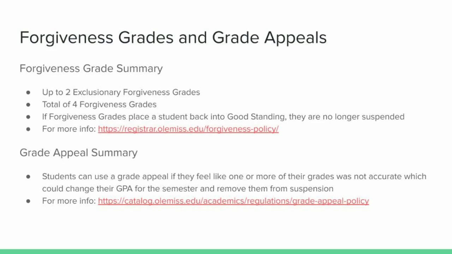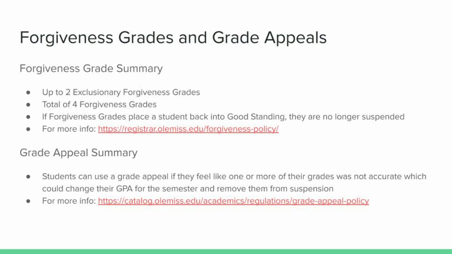The first option we will discuss is using forgiveness grades and grade appeals in order to raise your GPA. We'll start with forgiveness grades. During a student's time at Ole Miss, they will have access to 4 forgiveness grades. Up to 2 of these can be exclusionary, meaning that you can use them before you have retaken a class, in contrast to the regular forgiveness grades, which require you to have retaken the class first.